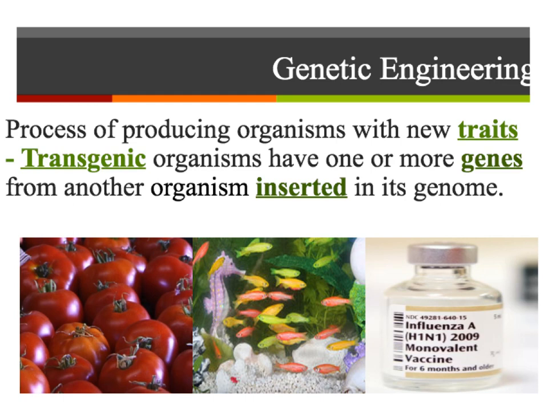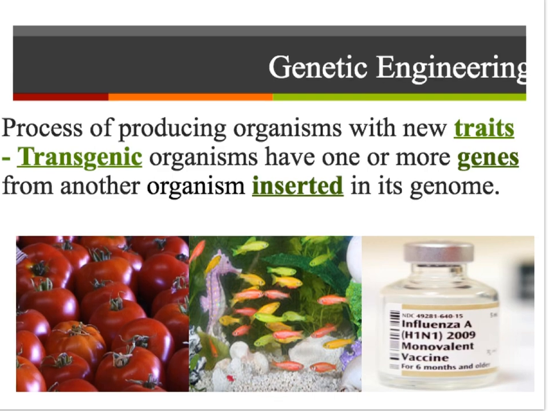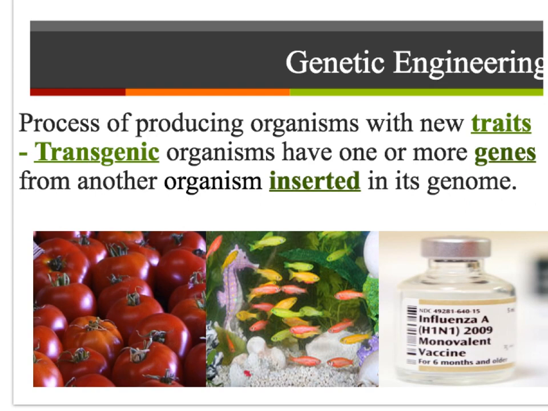Today, what we can do is plants can have favorable traits directly added to their genome. So the genetic engineering process produces organisms with new traits. Transgenic is another word for organisms that have one or more genes from another organism inserted in its own genome. So make sure you know that word transgenic: one or more genes from another organism inserted into its genome.